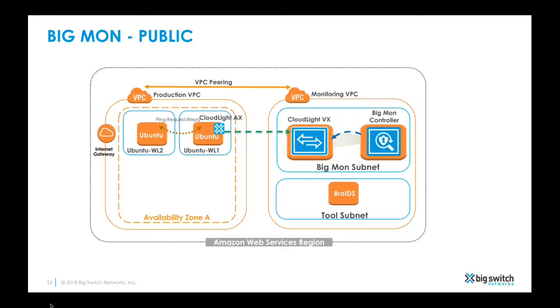Then the Cloud Light AX agent will replicate the traffic and send it to the Cloud Light VX virtual switch over L2 GRE tunnel. Once the traffic gets to the Cloud Light VX virtual switch, packet filtering is done, and then the Cloud Light VX virtual switch will forward the traffic to the tool, again, over L2 GRE tunnel.